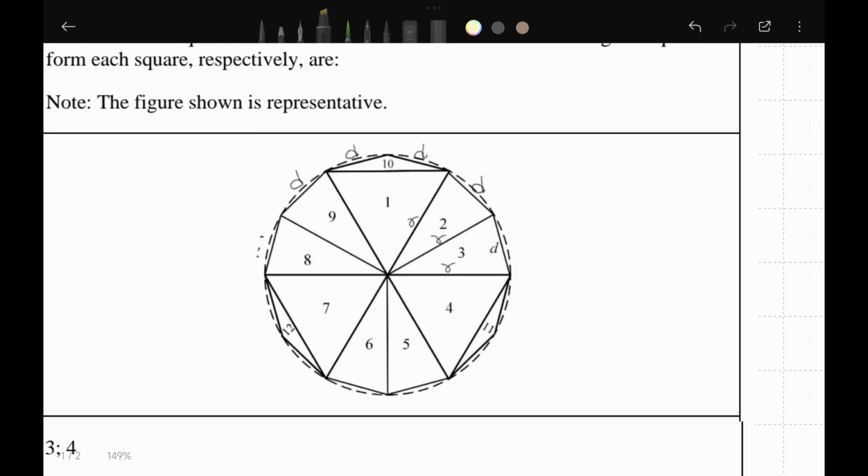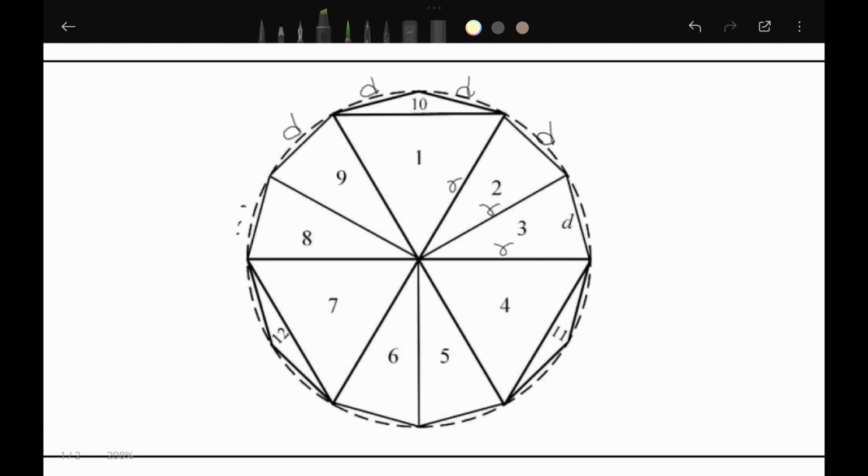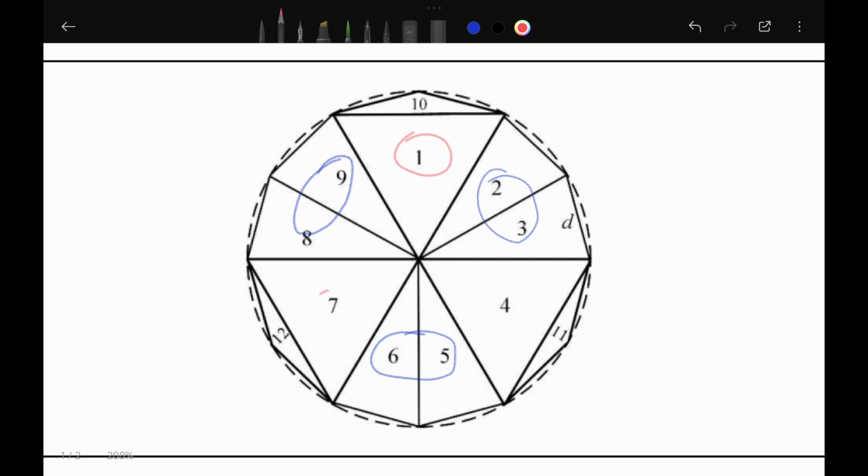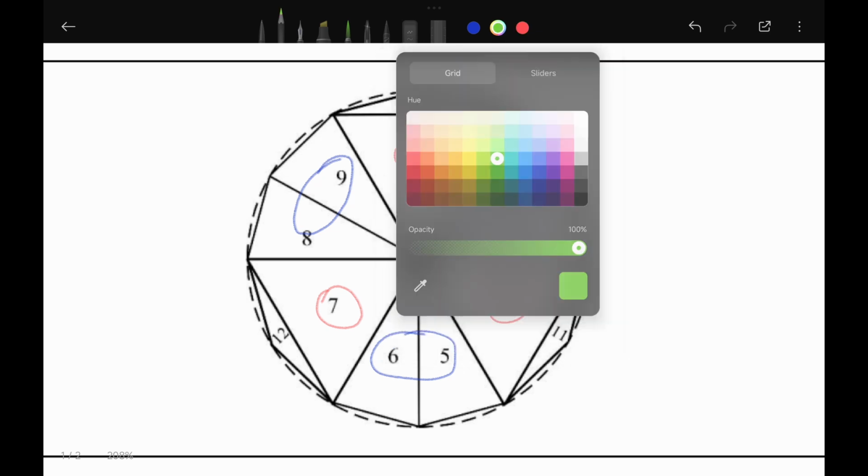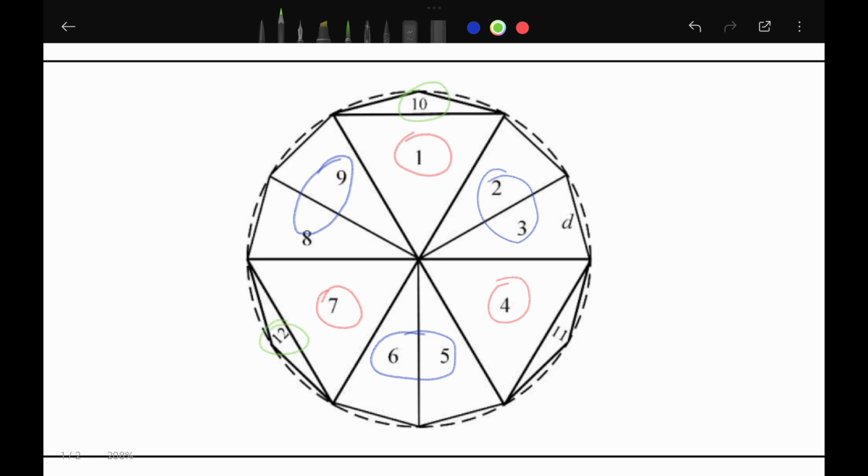Okay, so first we'll focus on the figure. Let me clear all this up. We'll first look at the types of triangles that are there. These two, and these two are of the same type, right? And, let me use a different color, 1, 7, and 4 are of one type. And finally, 10, 12, and 11 are of another type.